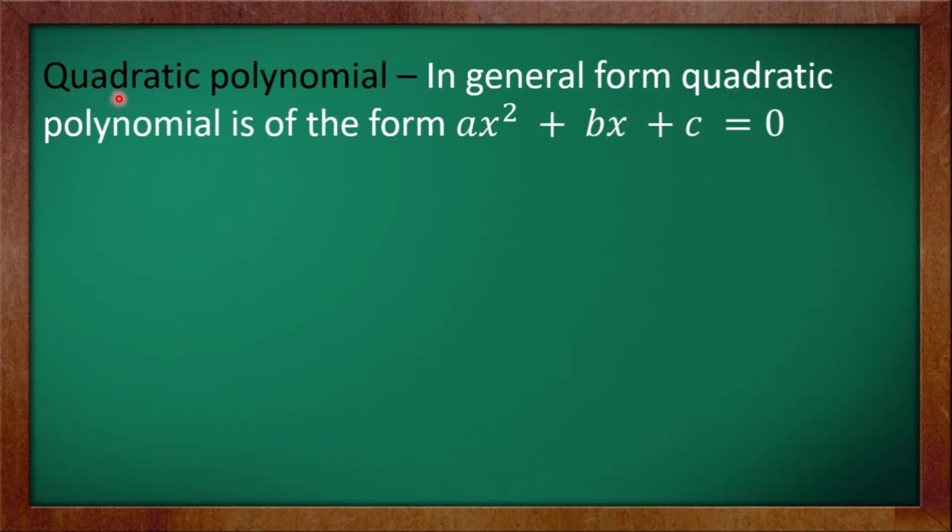Second is quadratic polynomial. In general form, quadratic polynomial is of the form ax square plus bx plus c equals to 0. Here the variable is x and its degree is 2, so it is a quadratic polynomial. The coefficient of x square is a, the coefficient of x is b and c is the constant term. Now its degree is 2, so it has two zeros.